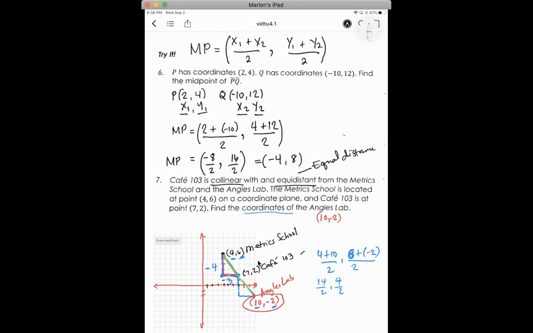We will get 7, and 4 over 2 is 2. So 7 and 2 is our midpoint, which is (7, 2), Cafe 103. And that justifies that our answer for the coordinates of the Ingles lab, (10, -2), is correct.